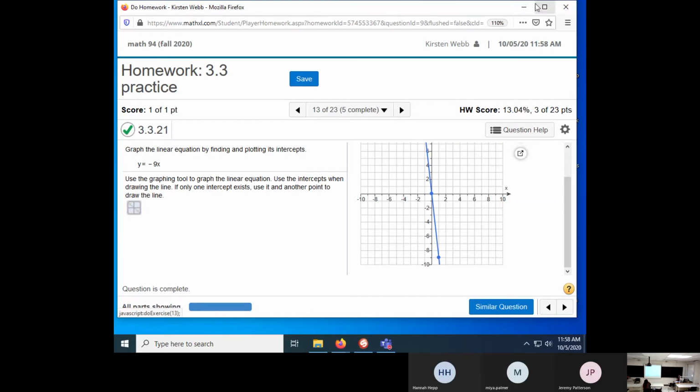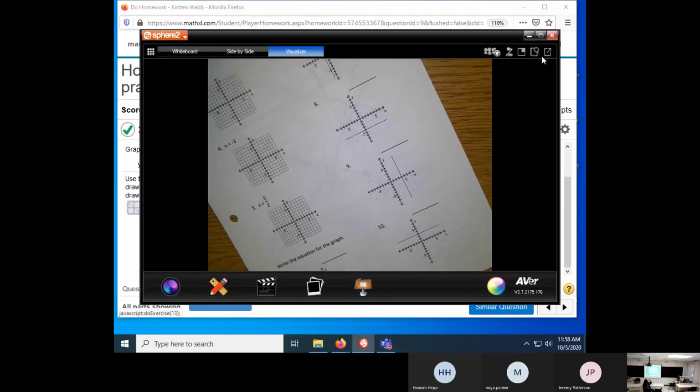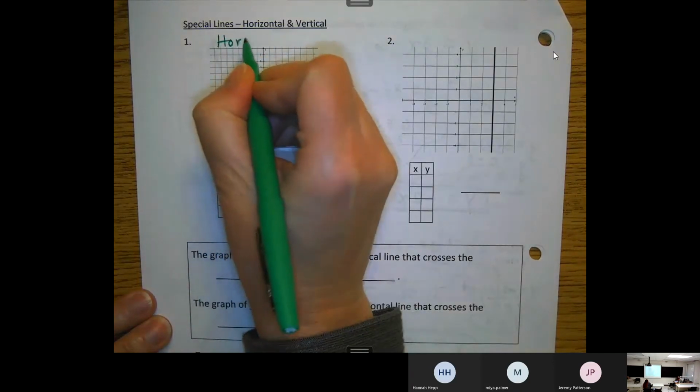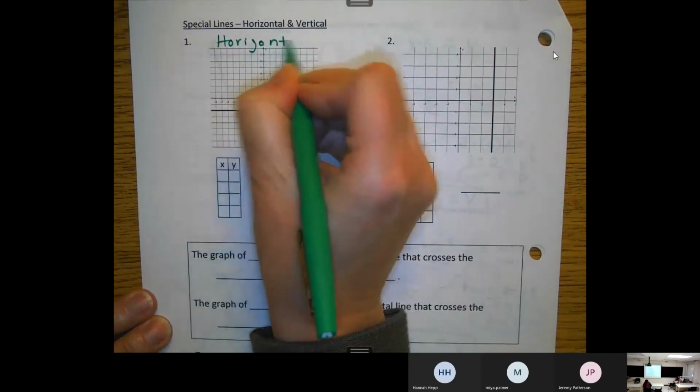All right. Let's see. Here we go. So it says we're going to look at some special lines. In particular, a horizontal and vertical. Can you tell which one is horizontal, number 1 or number 2? Number 1, yep. Anybody have a way to remember which one is which?